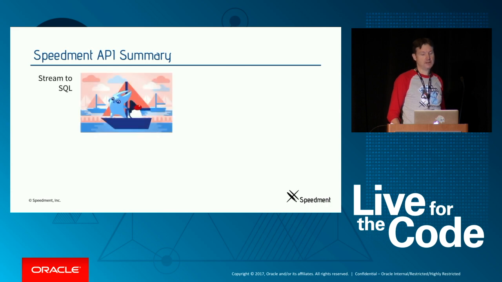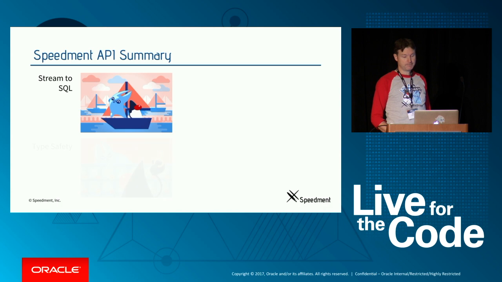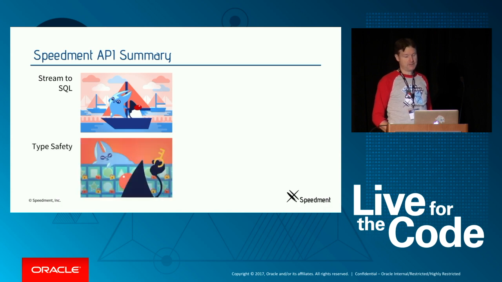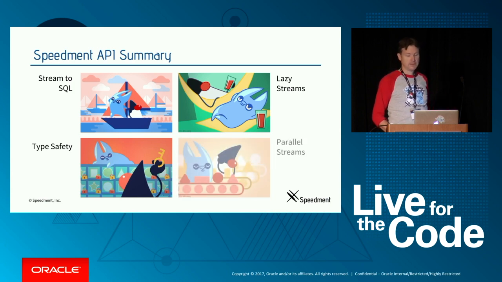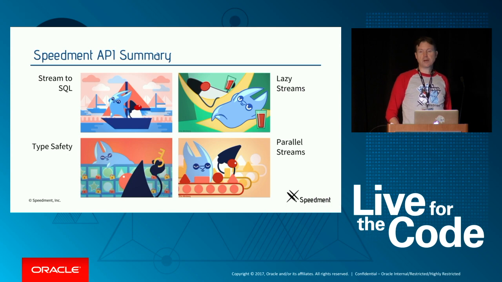So in summary, Speedment converts streams to SQL automatically. It is type safe as opposed to SQL. It creates lazy streams so that you only have to pull in what you need. And it allows you to use parallel streams in a very easy way.